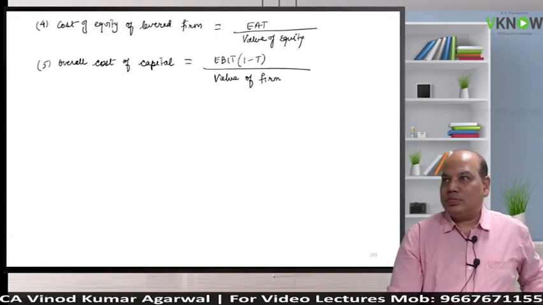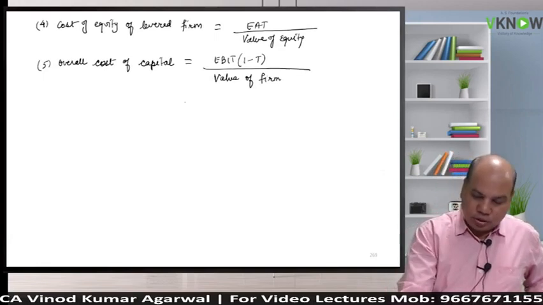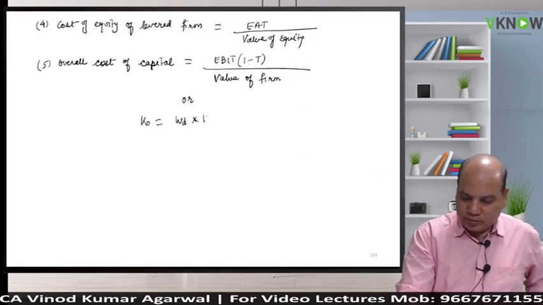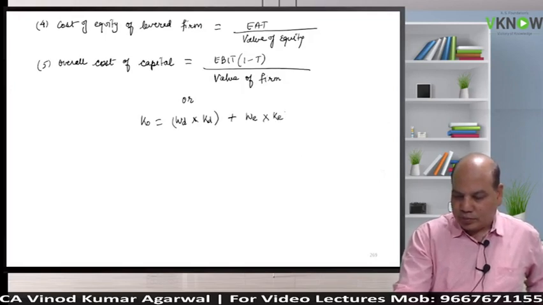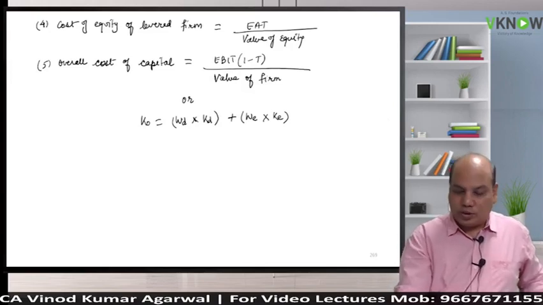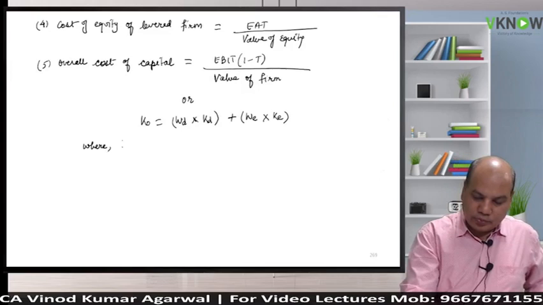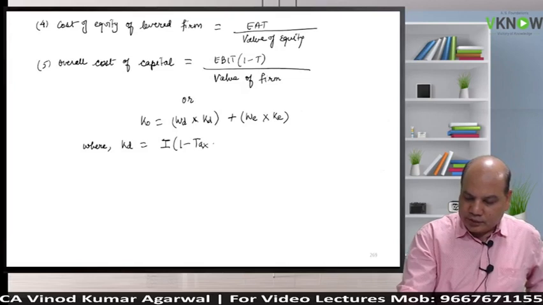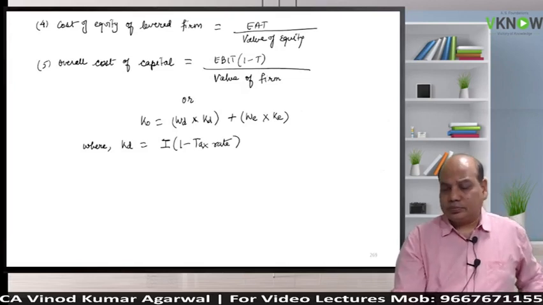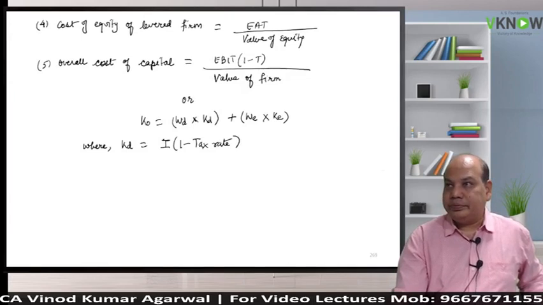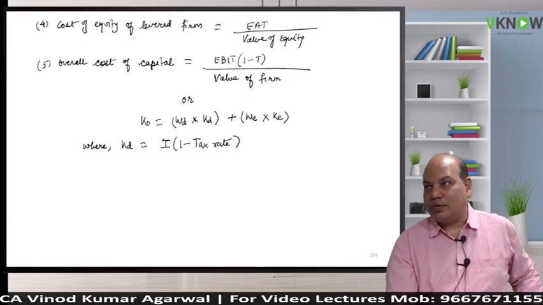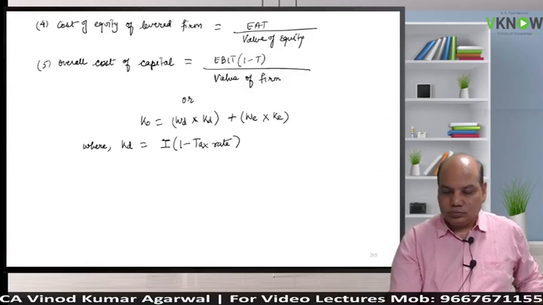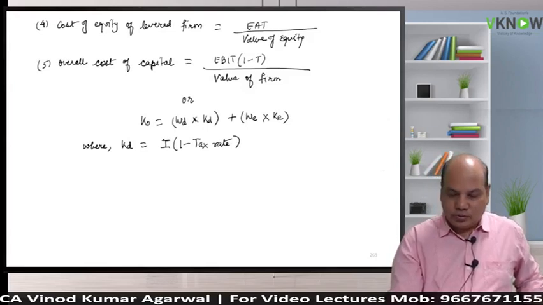Right? Or KO is equal to WD into KD plus WE, weight of equity, into cost of equity, where cost of debt will be interest into 1 minus tax rate.